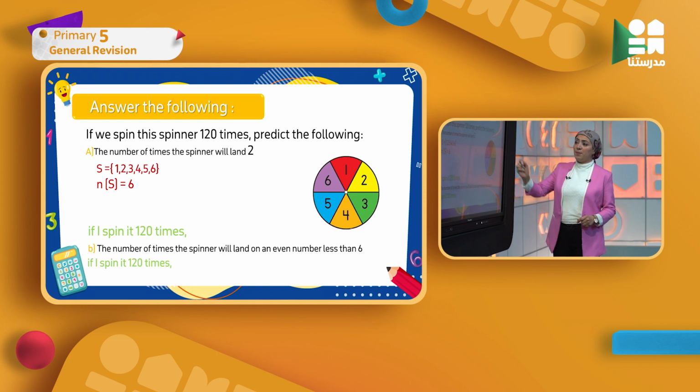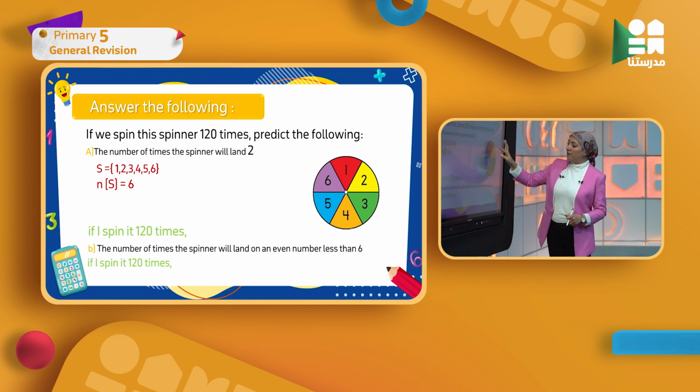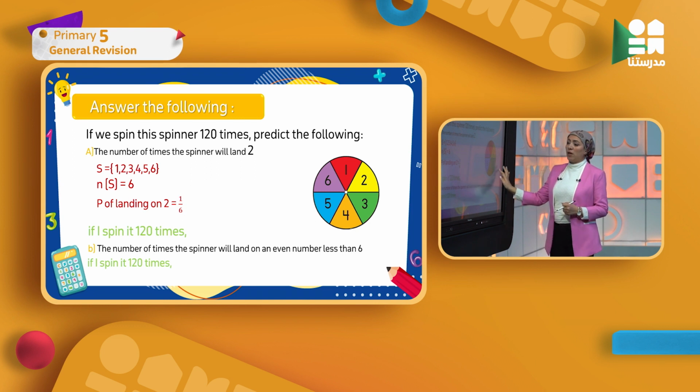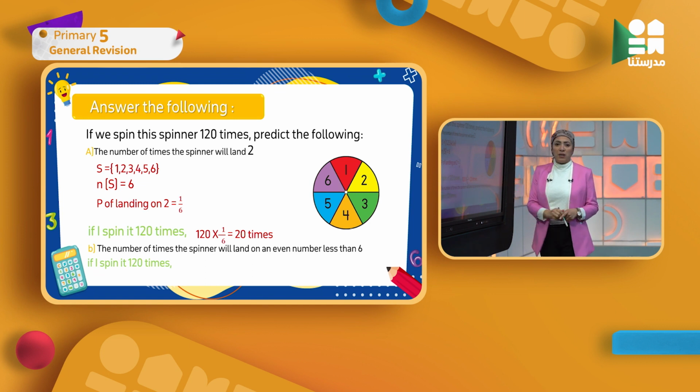Here, the number of times the spinner will land on 2. How many times do I have 2 in the spinner? I have the 2 only 1 time in the spinner. So the probability of landing on 2 is 1 out of how many outcomes? It's 1 over 6. If I spin it 120 times, not only 1 time, it will be 120 times 1 over 6, and then I simplify the 6 with 120, so the answer will be 20 times.